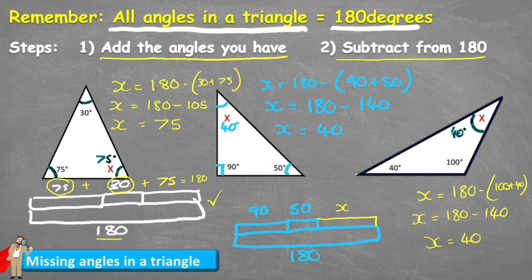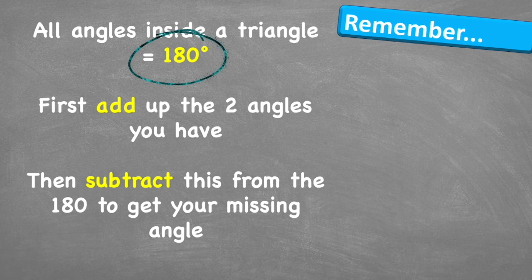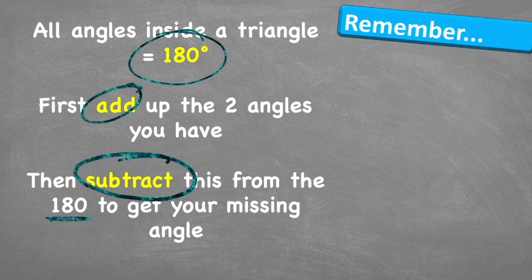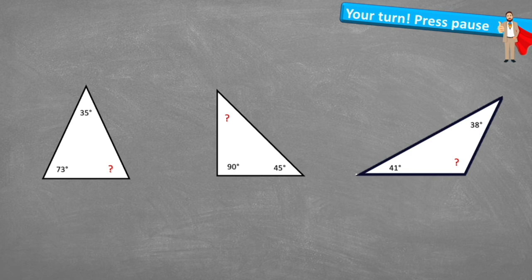Let's have a look at what to remember. Remember first that all angles inside a triangle equal 180 degrees. That is going to be our really helpful fact. First, we add up the two angles that we already have and then subtract that number away from our 180 to get our missing angle. Okay, three questions for you to have a little look at. Press pause on the video, take your time and try and see if you can get the missing value of these angles. Press pause now, good luck.